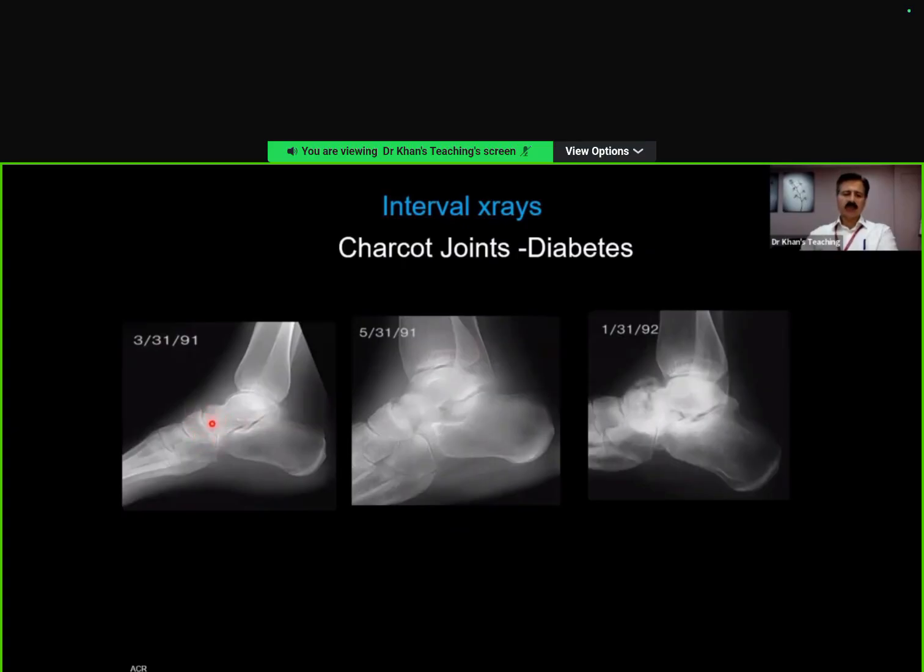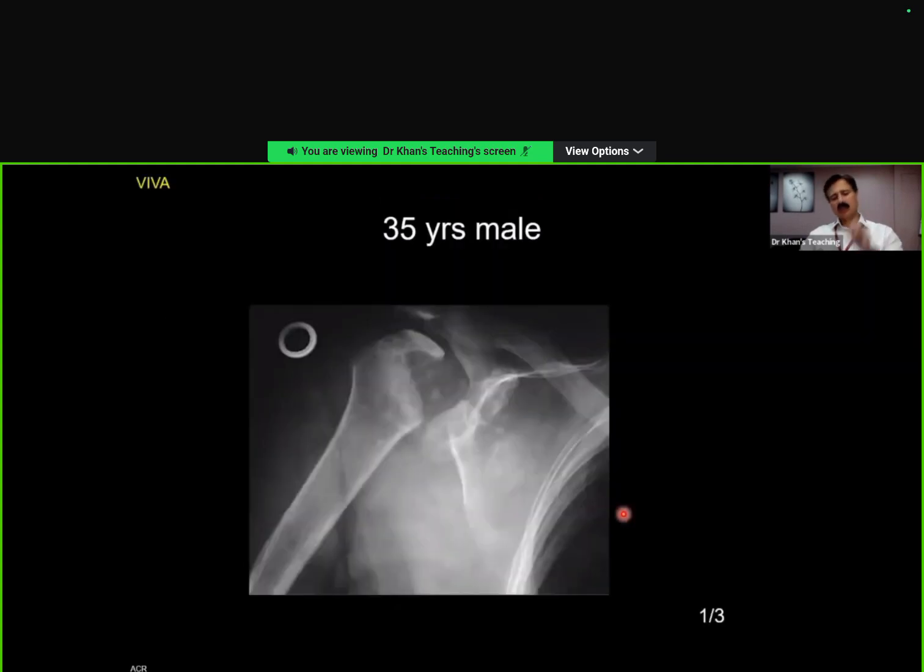In the next case, you see how there is sclerosis and there is destruction and debris in the joints. This is another Charcot. This is a very nice film. Over to you. How will you describe this?